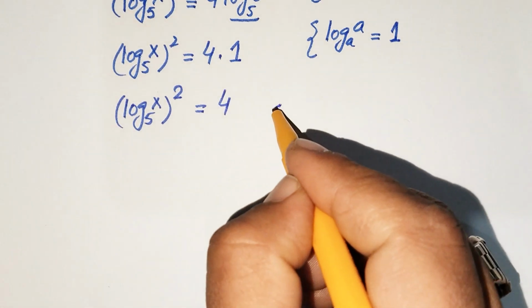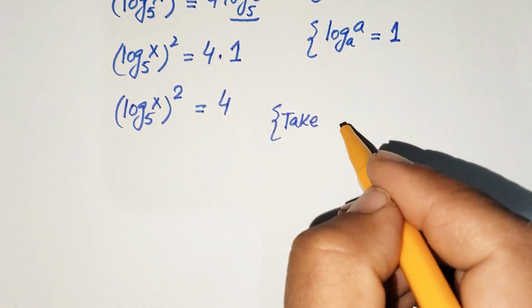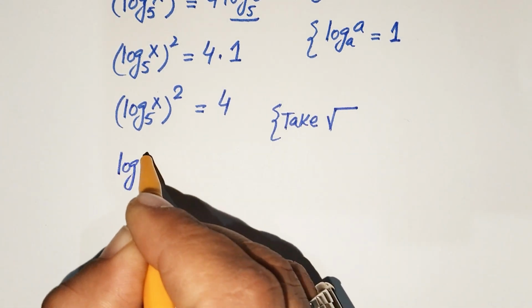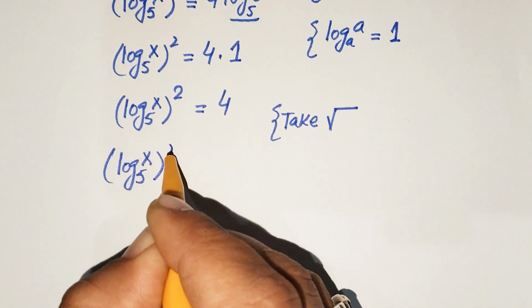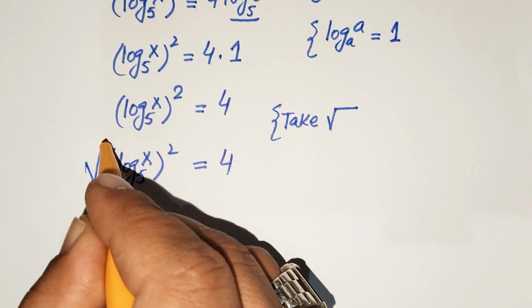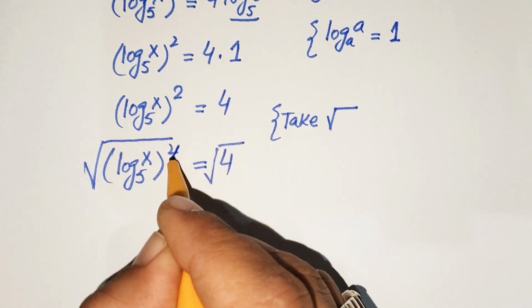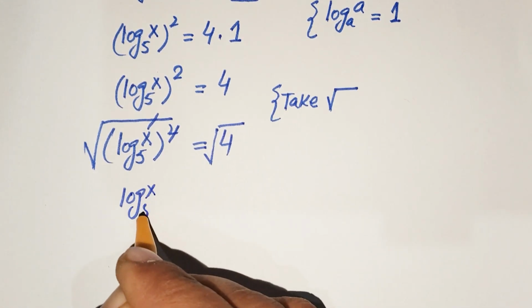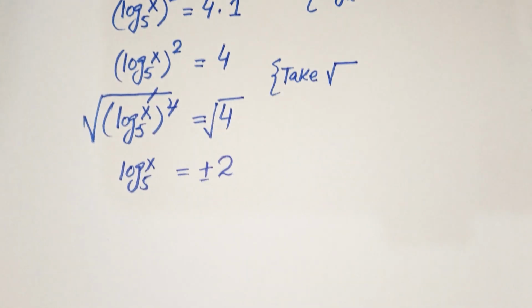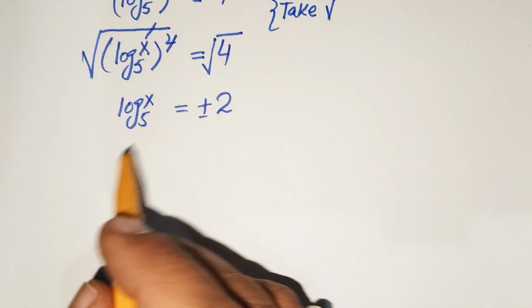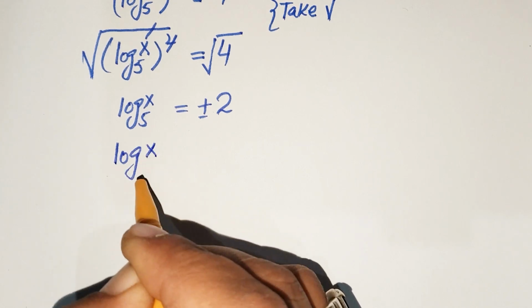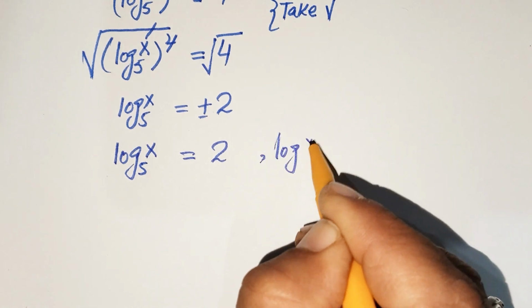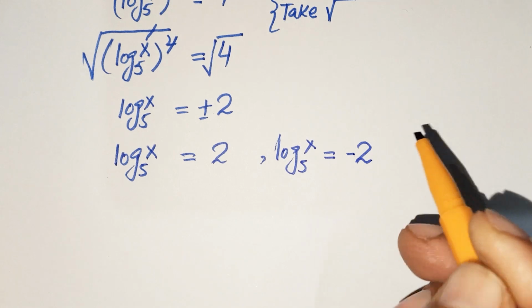So here we are going to take square root at both sides. Taking square root at both sides, then we get log x with base 5 whole square is equal to 4. Then taking square root, square is cancelled with square root, then we get log x with base 5, which is equal to plus minus 2. So now we have log x with base 5 has two values, that log x with base 5 is equal to plus 2 and log x with base 5 is equal to minus 2.